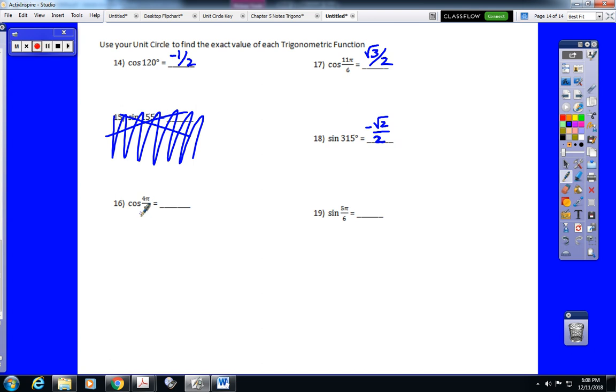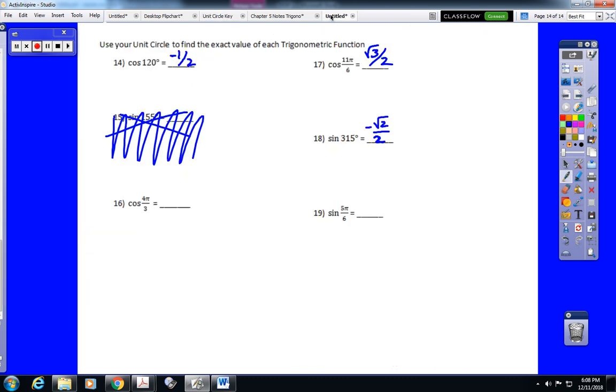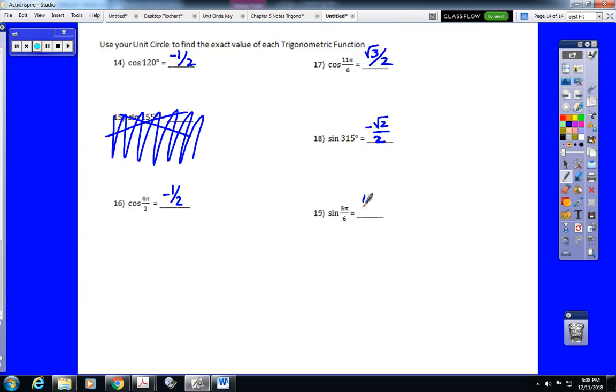Okay, the cosine of 4 pi over 3. So go to the unit circle, we find 4 pi over 3, that's 240 degrees. The cosine is the first number, which is negative 1/2. And finally, the sine of 5 pi over 6, we find 5 pi over 6, which is 150 degrees. We're looking for the sine, which is the second number. That would be 1/2. That should do it for the second page.